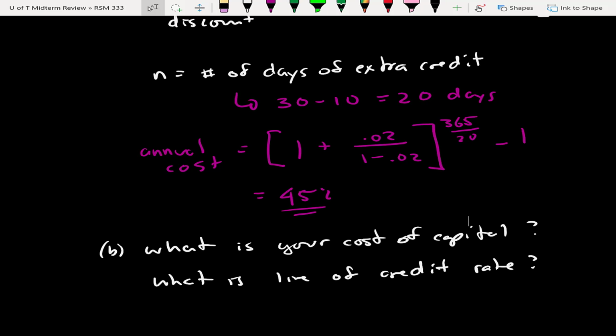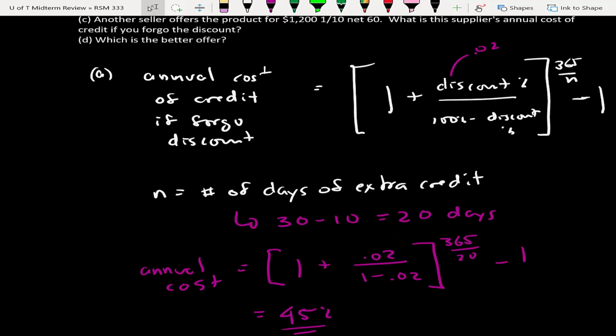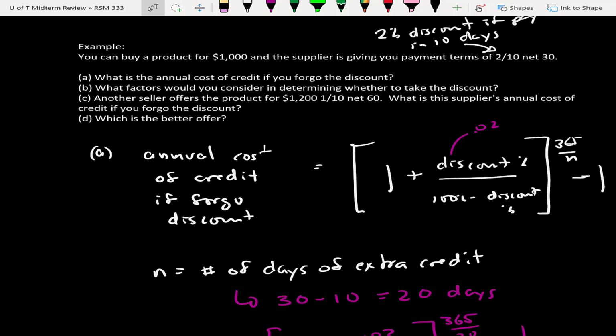Let's go to the third part of the question now. So if we scroll back up, it says now another seller is offering to sell you the same product for $1,200 with terms of 1/10 net 60. So it's costing more, but it's giving you more time to pay. What's the annual cost of credit if you forgo the discount with this supplier?